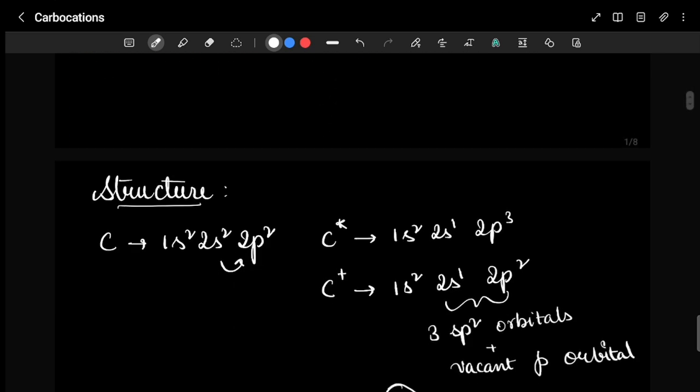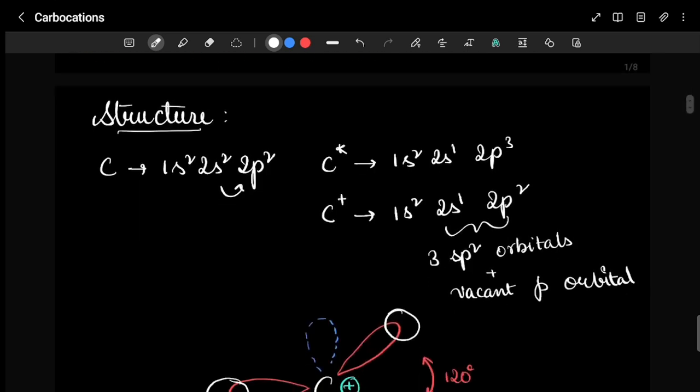So what is the structure of carbocation? What is the hybridization of carbon? How do you write hybridization? We have 1s2, 2s2, 2p2. In the excited state, one electron jumps here. So we have one s orbital and three p orbitals. These all combine to form four sp3 hybridized orbitals.